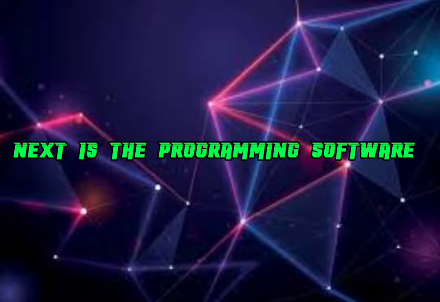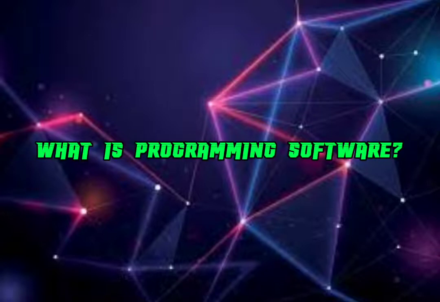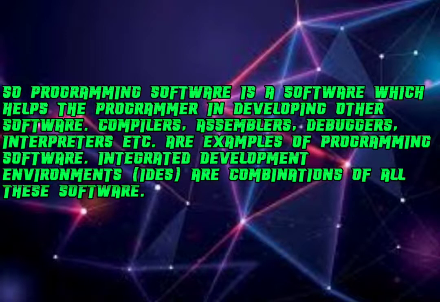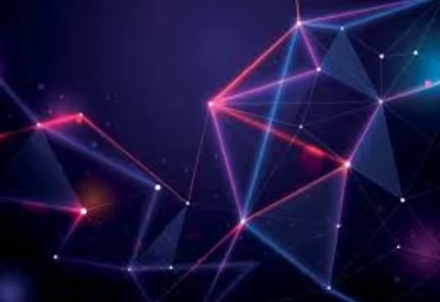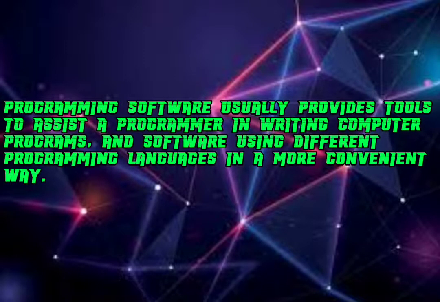Next is the programming software. What is programming software? Programming software is software which helps the programmer in developing other software. Compilers, assemblers, debuggers, interpreters, etc. are examples of programming software. Integrated development environments (IDEs) are combinations of all these software. Programming software usually provides tools to assist a programmer in writing computer programs and software using different programming languages in a more convenient way.